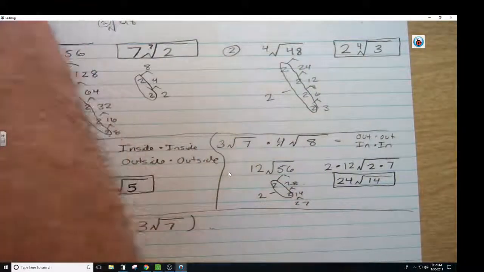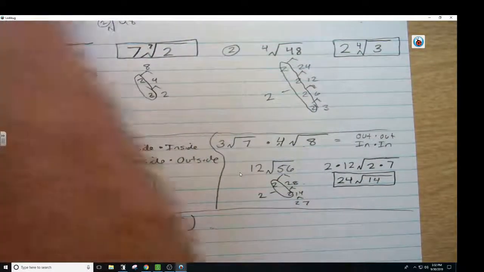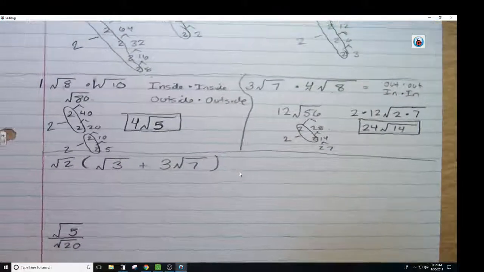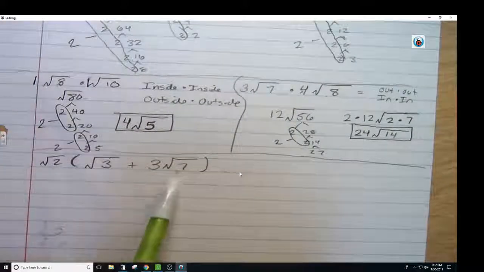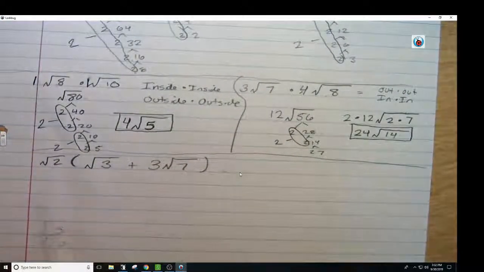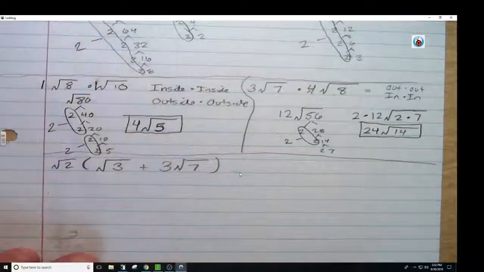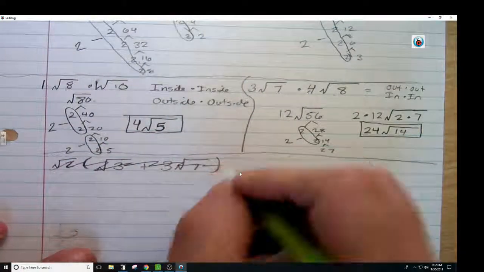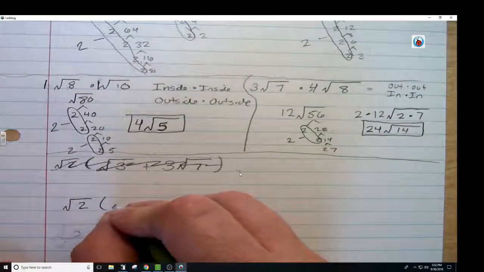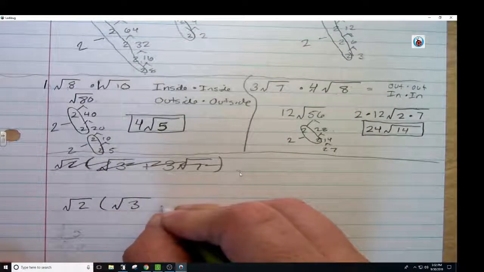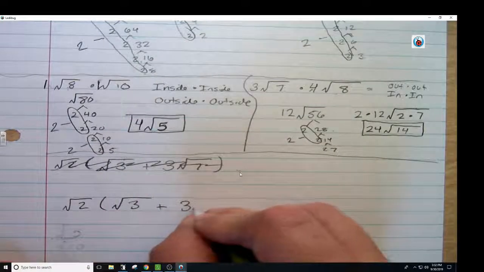Okay, now, for some reason, not sure, this next problem, where you have a monomial times a binomial, tends to give students trouble. Okay, now I'm gonna mark this out and write it down here. I can't stand writing when it's a mess. Okay, plus 3 square roots of 7.